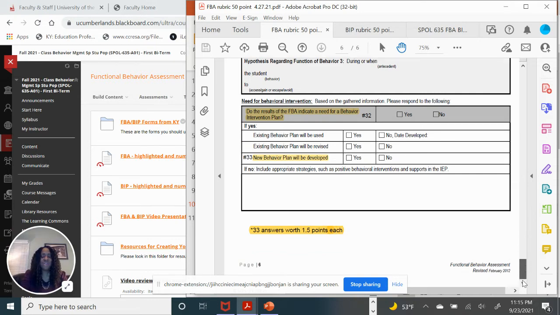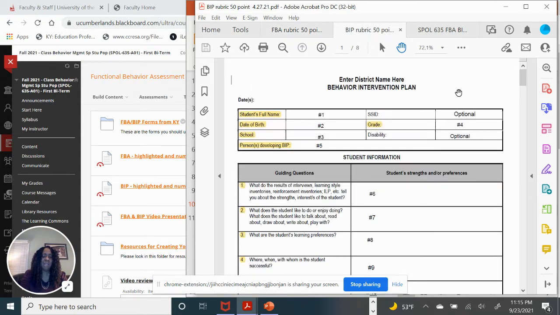All right. So that's the FBA. From the FBA, then we go to the BIP. Again, the same information here at the top. Don't give me a full name and the name of the school together.